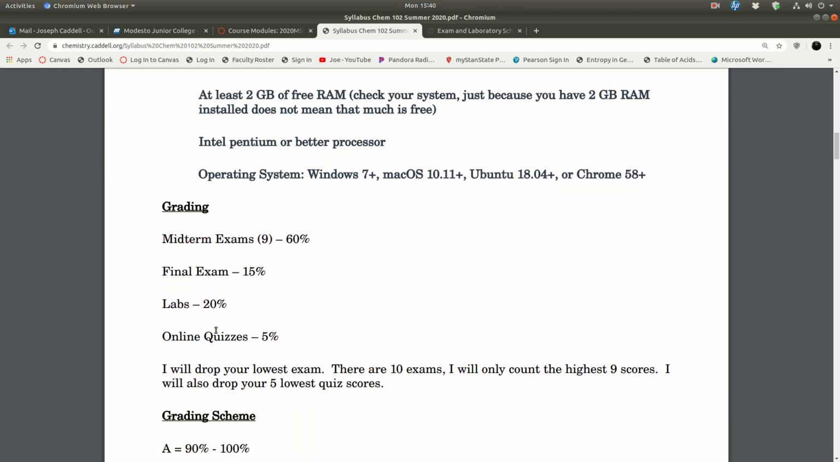So there's 10 exams throughout the summer. I have Canvas set up to automatically drop your lowest exam, so you're graded out of your highest 9 exam scores. That's a total of 60% of your grade. The final exam's worth 15% of your grade. Labs are 20%, and those online quizzes that I showed you, they're worth 5%.